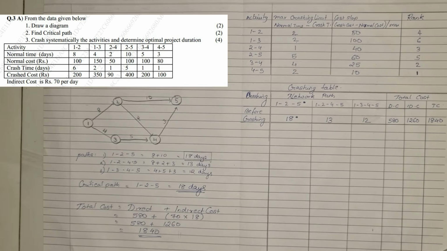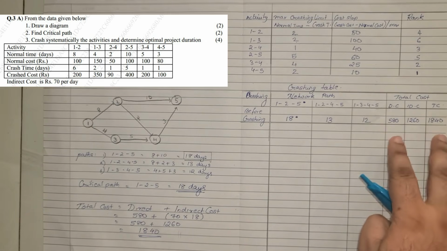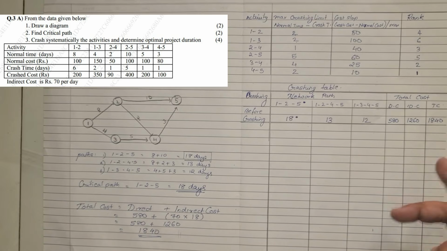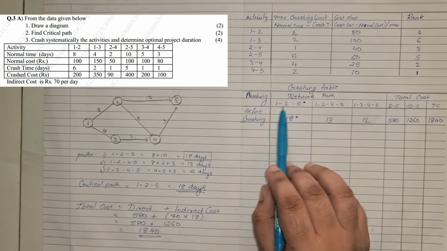Now remember, under crashing, the very first thing you have to remember is we'll have to go critical path wise, and we'll have to start crashing one day at a time. We'll have to keep doing that till the total cost reduces. The moment the total cost increases, the sum gets over there. So let us see how we go about the sum. Now we start with the network path.